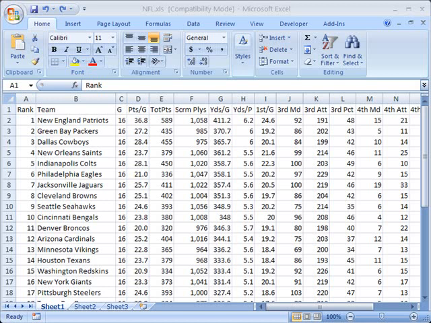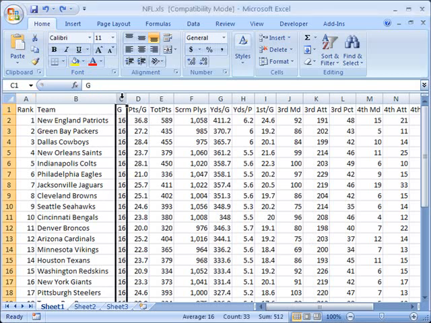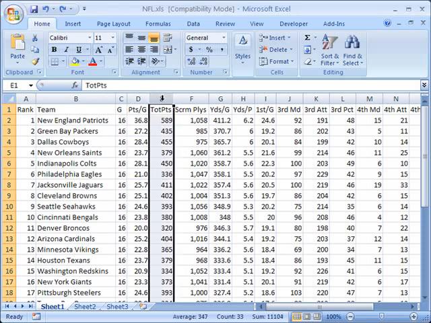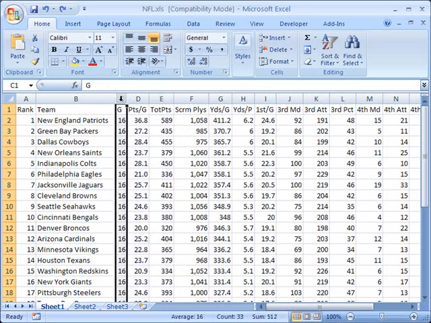Let me illustrate for you what I'm talking about. Here in this spreadsheet of NFL data, we have some columns here. The first one is for the number of games played. And then this one over here is for the total points scored by that team during the season. And then this column is the points per game. Now, logically, you can figure that the points per game is going to be equal to the value of this column divided by the value of this column.